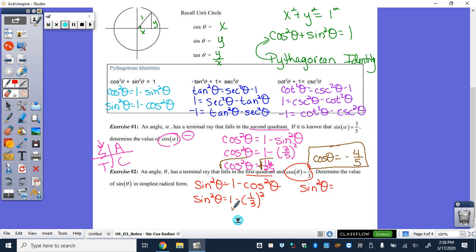So 1 minus 1/3 squared, which is really 1/9, gives me 8/9. So again, I can square root both sides. So this gives me 2 radical 2, because the square root of 8 simplifies to 2 radical 2. Square root of 9 gives me a 3. We are in the first quadrant, so we want the positive. The negative would end up getting rejected. So just using those Pythagorean identities helps us answer questions.